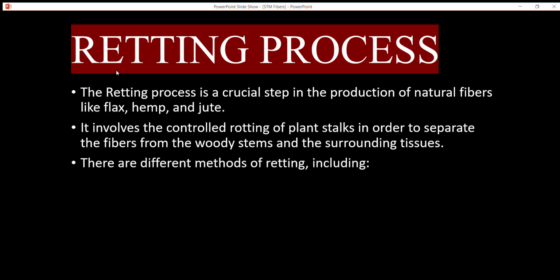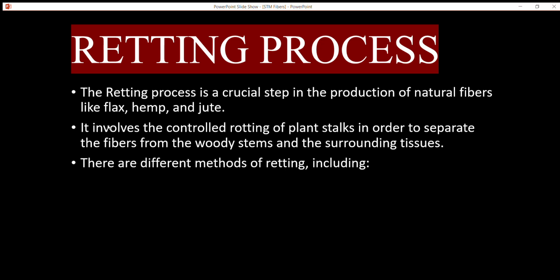Retting process. What is retting process? The retting process is a critical step in production of natural fibers like flax, hemp, and jute. It involves the controlled rotting of plant stalks in order to separate the fibers from the woody stems and surrounding tissues. There are different methods of retting.